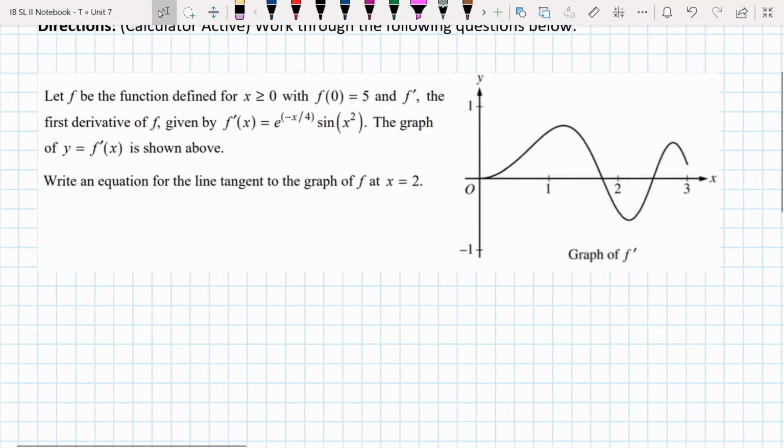All right, we are given a function, f, and we are given that f of 0 is equal to 5. And we're also given the derivative of this function. We're given it here, written as an equation, and we're also given the graph of this derivative to the right. We want to find the equation for the line tangent to the graph, or the equation of the tangent line, at x equals 2. So we want to use this formula here.